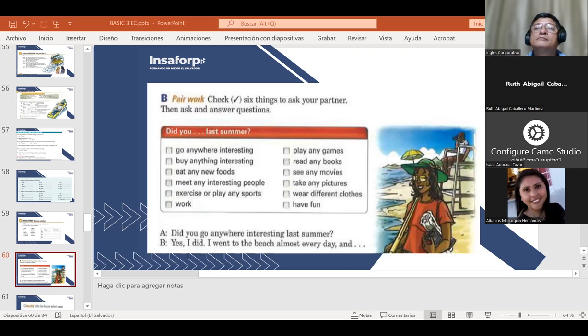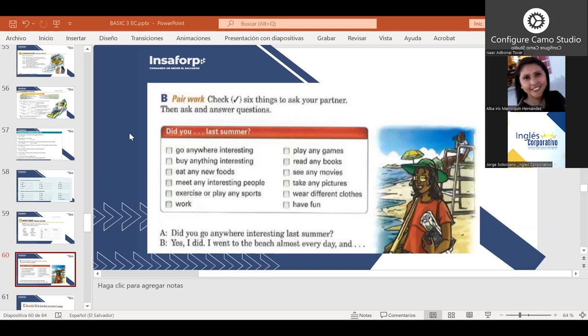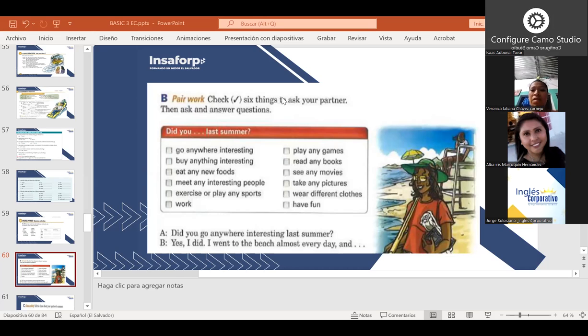Okay. 1, 2, 3, 1, 2, 3, 4. Bien. 5. Verónica, what happened, Verónica? Tatiana, ahorita la envío, Verónica. There you are, okay? Thank you.